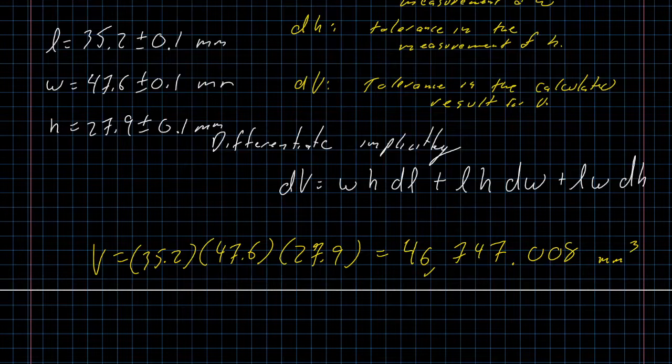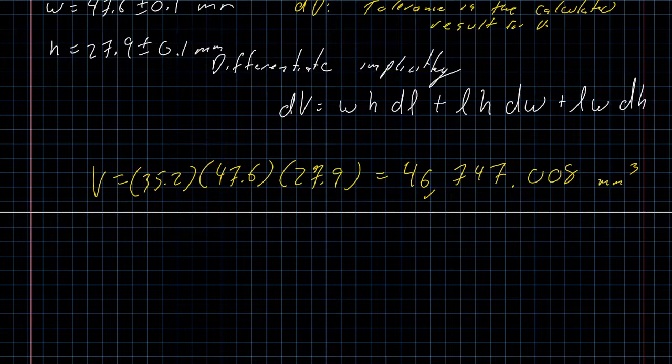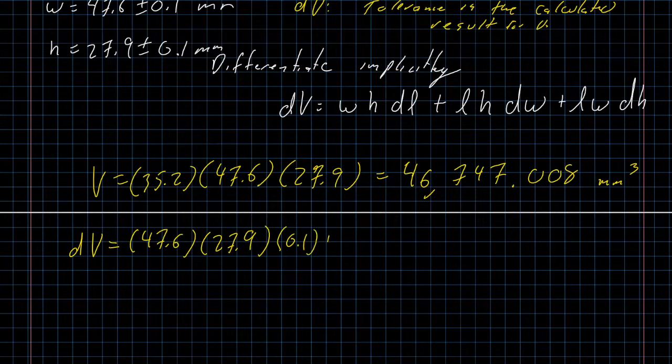of a cubic millimeter. And it seems to me that that's probably being more precise than I really deserve to be. And that's where the differential comes in. I can calculate dV, which is going to be my width, 47.6, times my height, 27.9, times dL, the tolerance in L, which was 0.1.